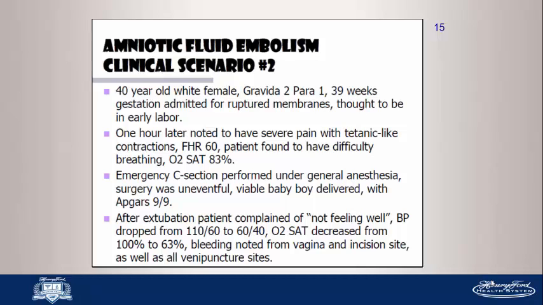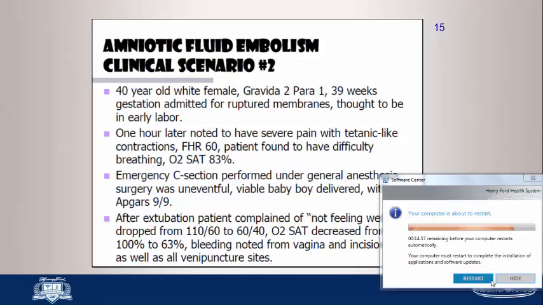She was desatting to 83%. They did emergency C-section and it was uneventful. The baby was born, baby was doing well. However, when they extubated her, she was not doing well. She dropped her BP, she's still desatting, and then they noted that there was bleeding from the vagina, incision site, and all the venipuncture sites. This is the DIC part of it.